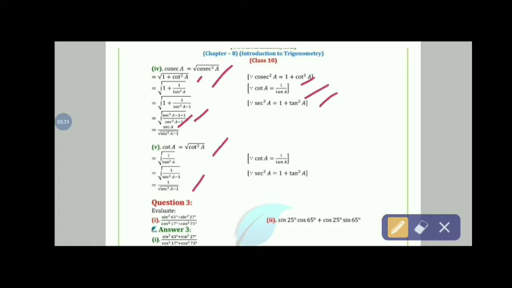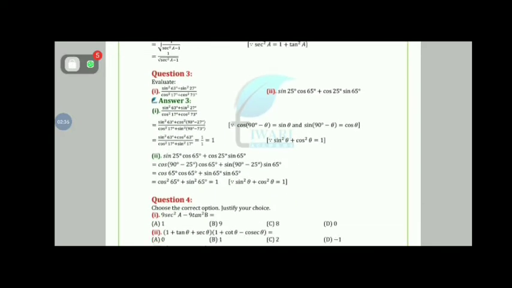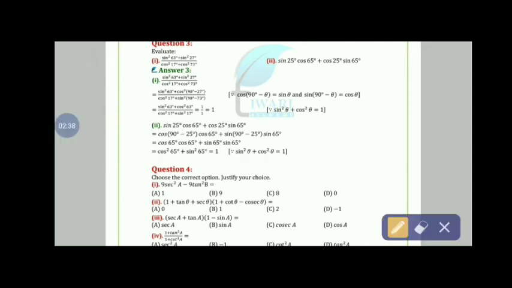Now moving towards question number 3, we have to evaluate this. It is given sin square 63 degree plus sin square 27 degree over cos square 17 degree plus cos square 73 degree. So we are using the complementary angle property. We can write sin square 63 degree plus cos square 90 minus 27, and cos square 17 degree equals sin square 90 minus 73, which gives us sin square 63 degree plus cos square 63 degree over cos square 17 degree plus sin square 17 degree, which means 1 over 1 equals 1, because we are using the property that sin square theta plus cos square theta equals 1.